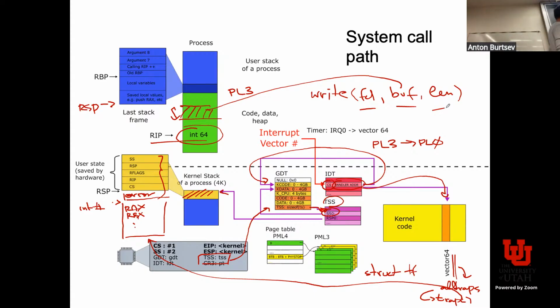So, question? Yeah, so how does the kernel differentiate between the different system calls?